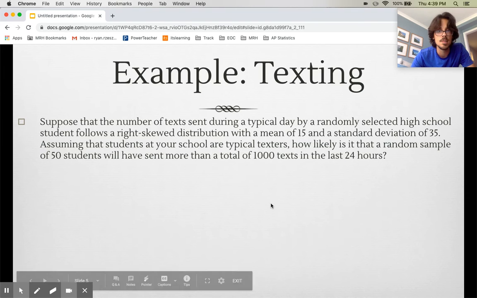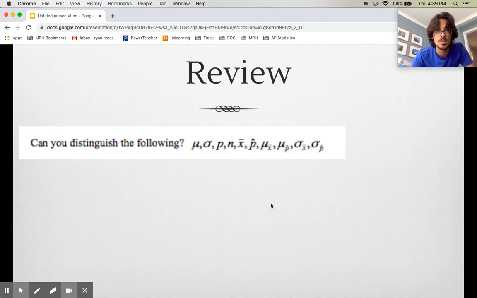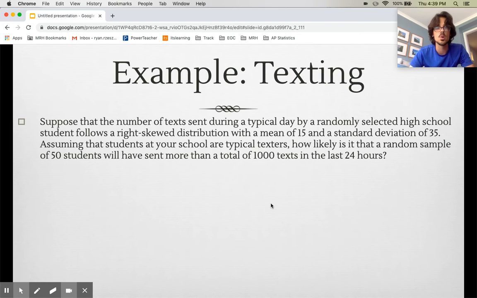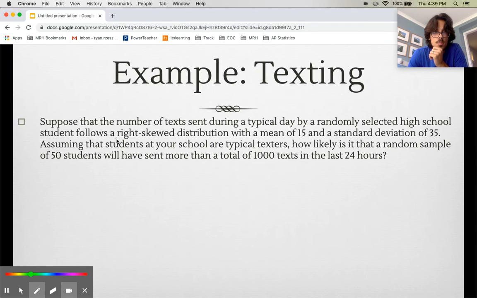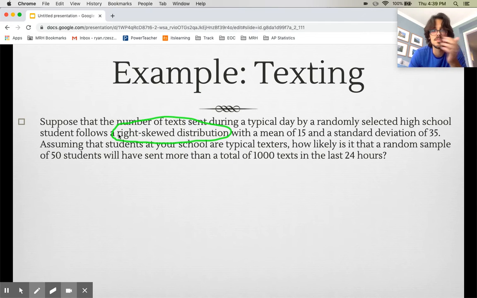So let's look at a big example problem here. And that's pretty much, as far as I recall, all we need to do, is go through a big example here. Same sort of setup as last time. The number of texts sent in a typical day by a randomly selected high school student, we're saying that it is right skewed. So most of you probably don't send too many texts. I could make this more relevant and talk about Instagram posts or TikToks or whatever social media you like. But we're talking about how many posts or texts or whatever you guys send. We're saying the mean is supposed to be 15 and the standard deviation is 35. Those are the population values.